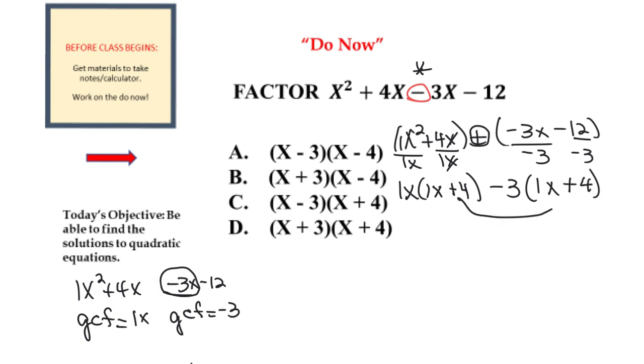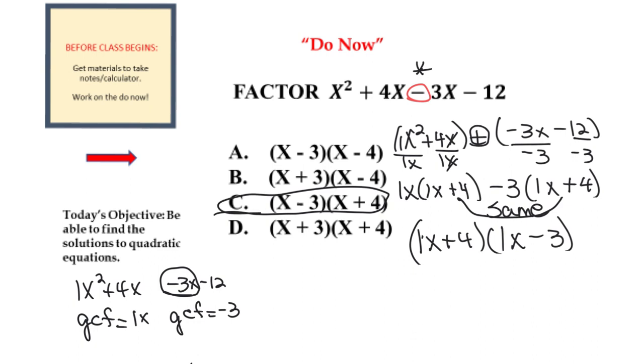I know that in order to factor, these two parentheses must be the same, and they are. Therefore, I'm going to write my answer, and my answer is going to be 1x plus 4, which is your common parentheses, times what is outside, 1x minus 3. And the answer would have been answer C. Make sure that you do check on Desmos.